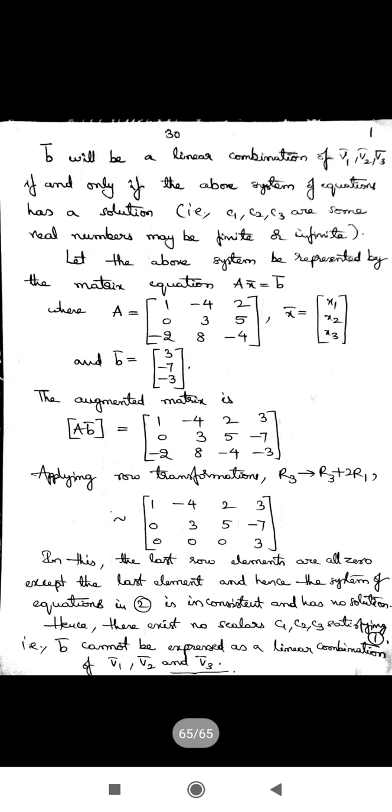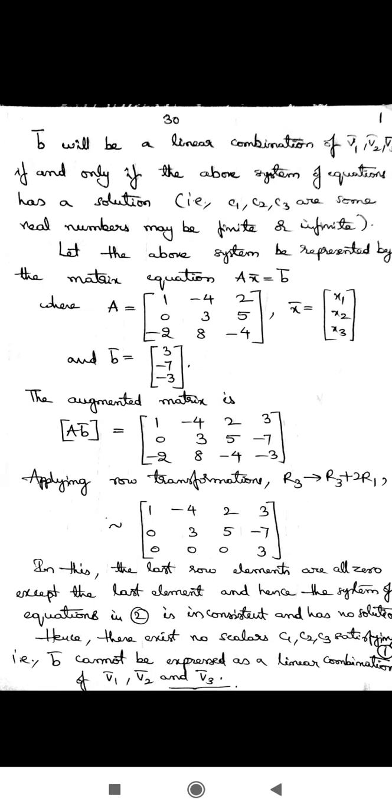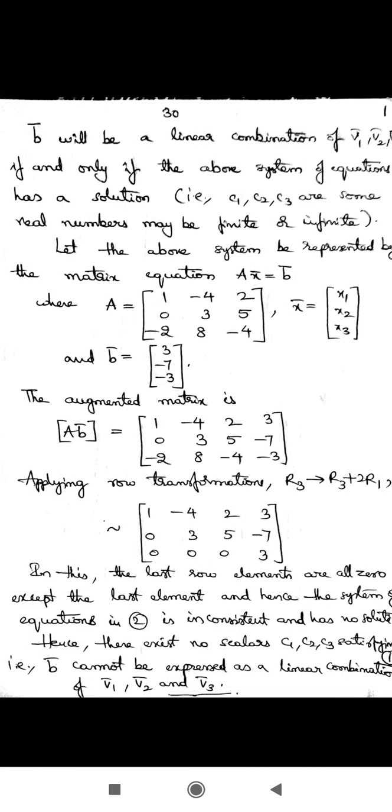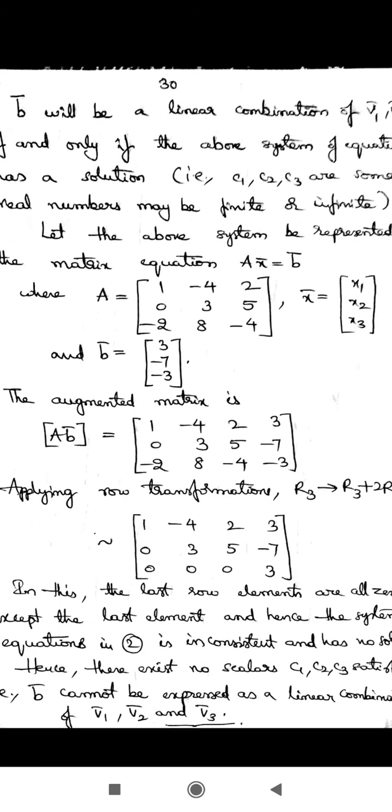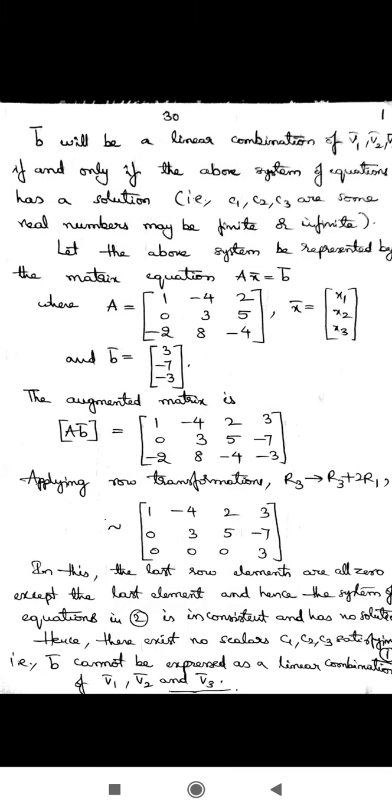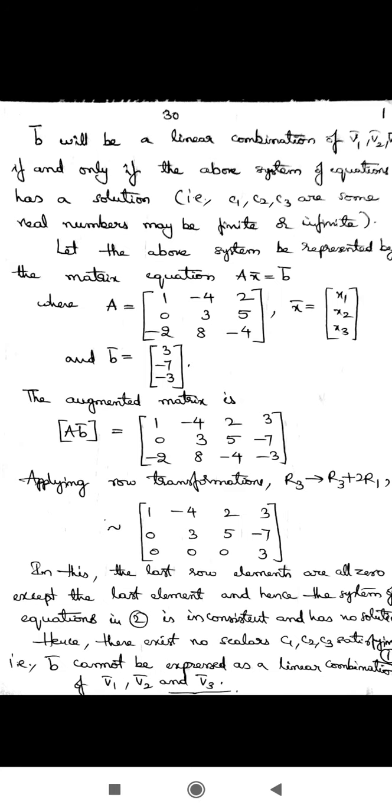Now B bar will be a linear combination of V1, V2, V3, those vectors, if and only if the above system of equations has a solution. If and only if some real values for the scalars C1, C2, C3 exist, then only we can say that B bar is a linear combination of those three given vectors V1, V2, V3.